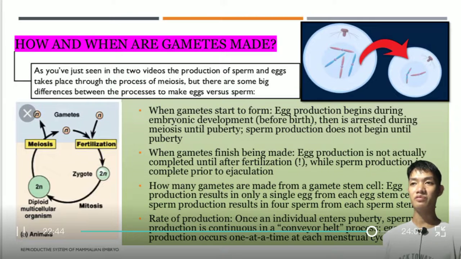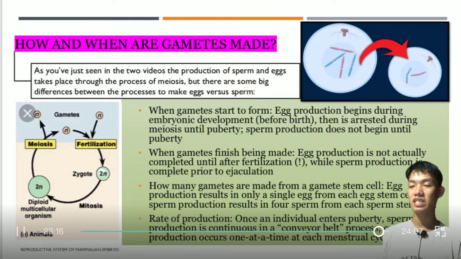So how and when are gametes made? As you've seen in the two videos, production of sperm and eggs takes place through the process of meiosis, but there are some big differences between the processes that make eggs versus sperm. When gametes start to form, egg production begins during embryonic development, before birth. This is then arrested during meiosis until puberty. Sperm production does not begin until puberty.